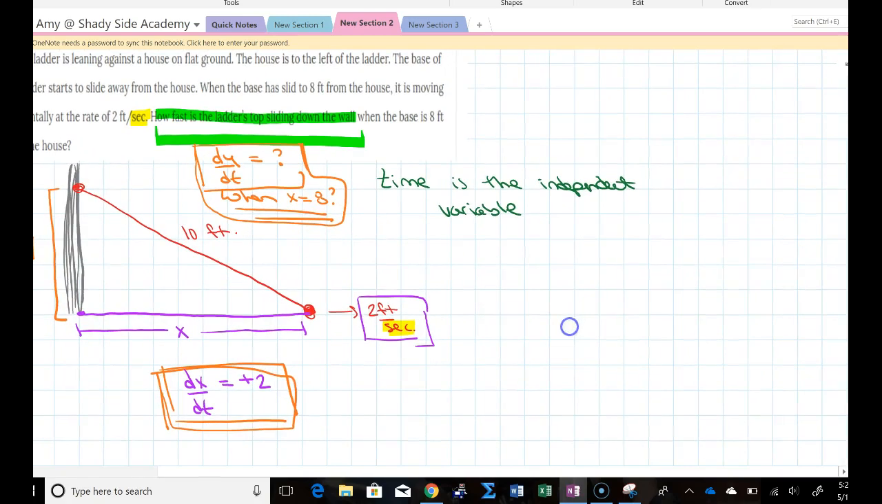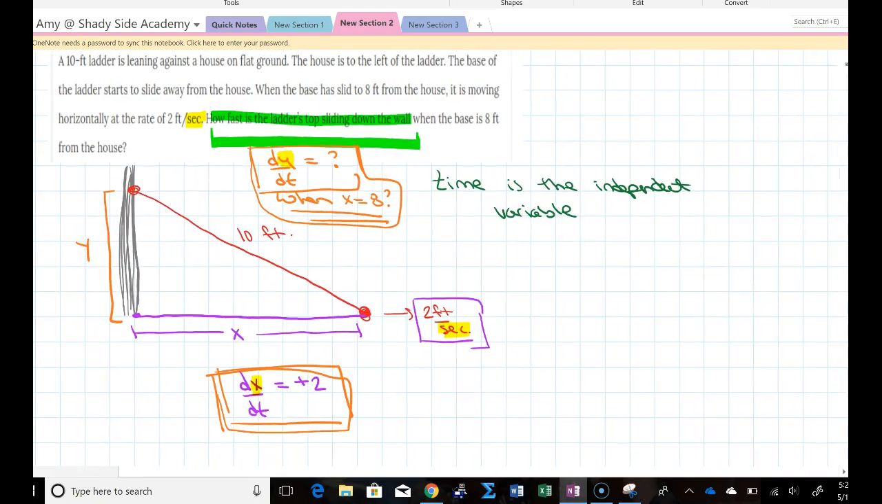Here is the next step. These are my dependent variables, y and x. Relate them. Given this situation, is there an equation that relates x and y? I think you probably all see it. This is, through no coincidence, a right triangle. x squared plus y squared equals 10 squared. Okay? We now have an equation that relates the dependent variables.